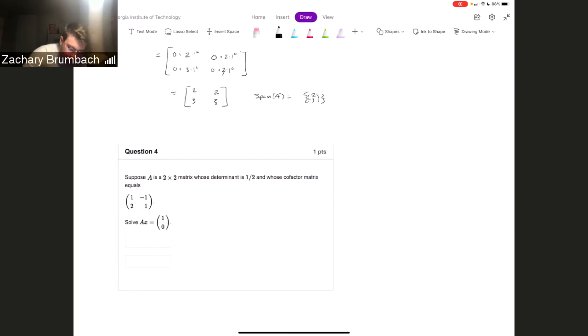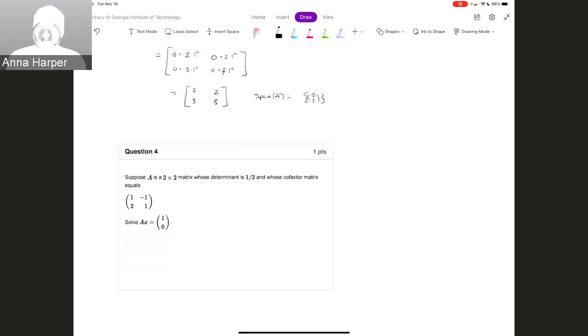Suppose A is 2 by 2, its determinant is 1/2, and its cofactor matrix is this. We haven't really talked about anything in terms of cofactor matrices, I don't think. I believe that's just an outdated term from a different semester. Anna, could you tell me what semester and exam this is from? I think it's last year's exam, fall 2020.